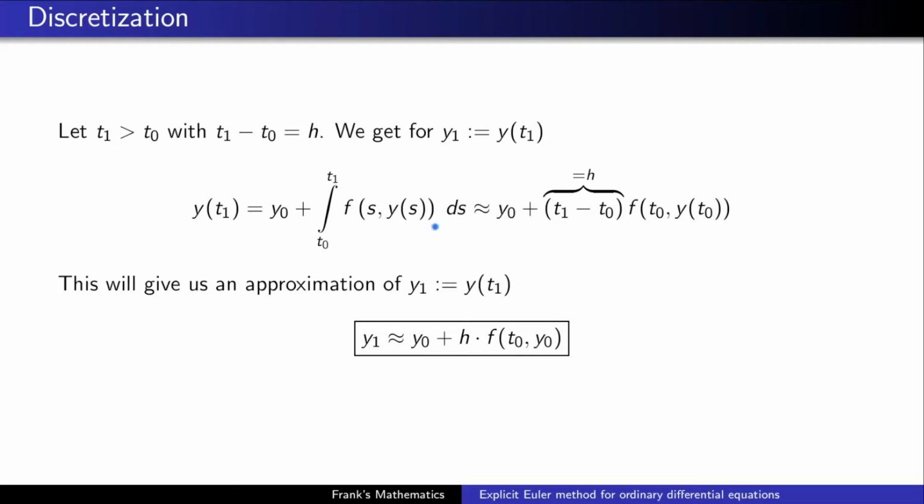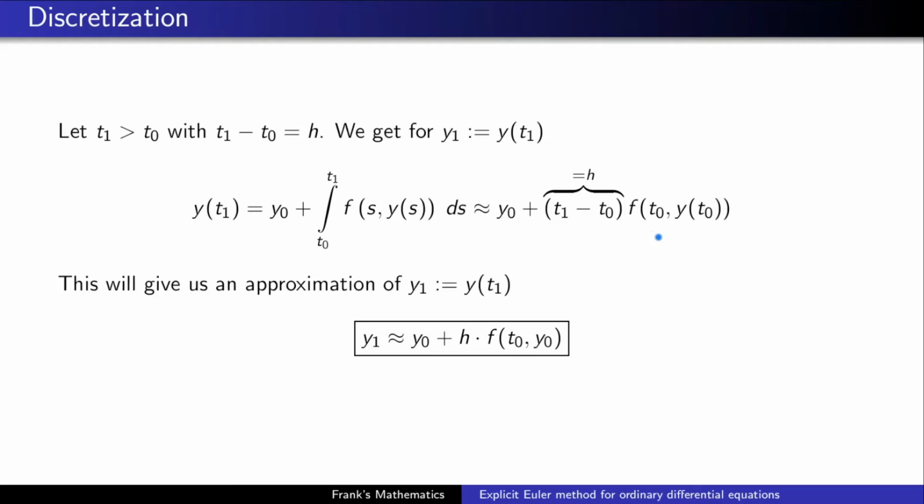And we want to find y1, which is y evaluated at t1. So we use now our integral formulation to get the value of y at t1, which is just y0 plus the integral over f applied to y. And we now approximate this integral using the approximation we just established. We end up with upper bound minus lower bound, t1 minus t0, which is just h, times f evaluated at the lower bound, which is f applied to y of t0. But we know y of t0, this is just y0.